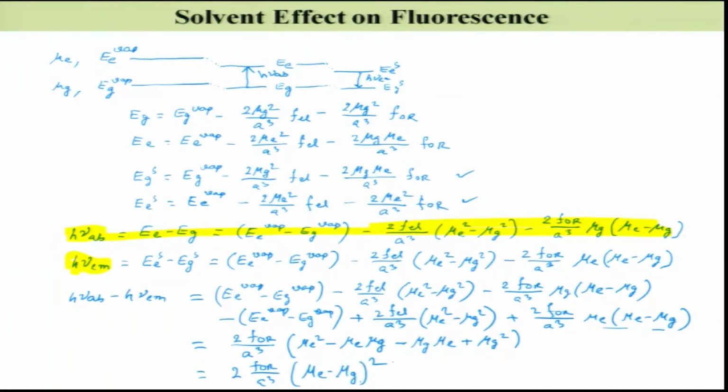Okay, that is it. So, what did I get? I got h nu absorption minus h nu emission is equal to this, right. So, please take a note on that. So, what is the form of F_OR? I said this is a function of both dielectric constant and refractive index, right.